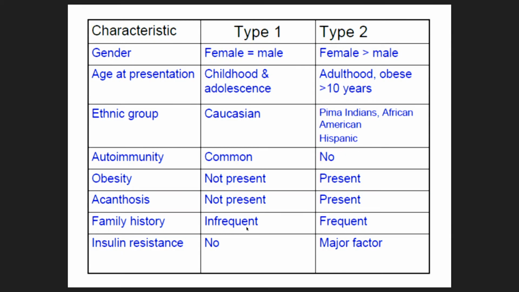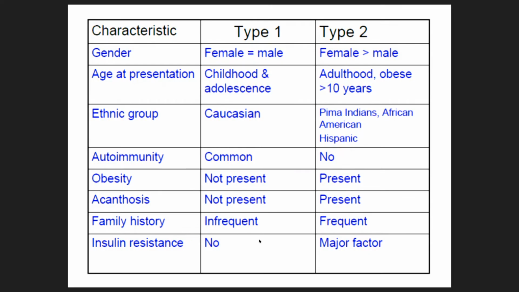Family history is very common in type 2 diabetes, while it's not frequent in type 1 diabetes. That's why a lot of families, when they brought their children to the emergency room and we diagnosed them with type 1 diabetes, were all saying, why did diabetes happen in my child? I don't have any history in the family with type 1 diabetes. Why did my child get type 1 diabetes? We said this is the common feature of type 1: no family history or infrequent family history of diabetes.